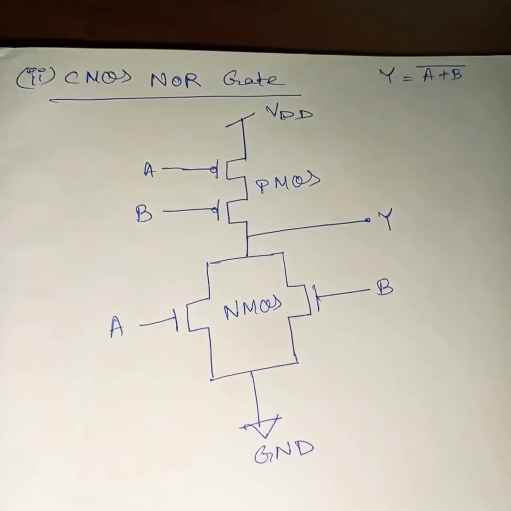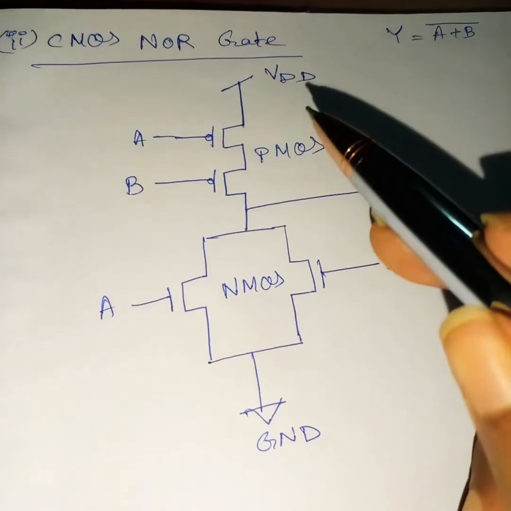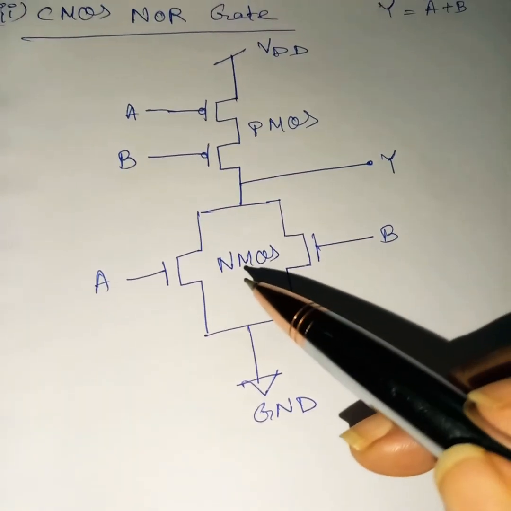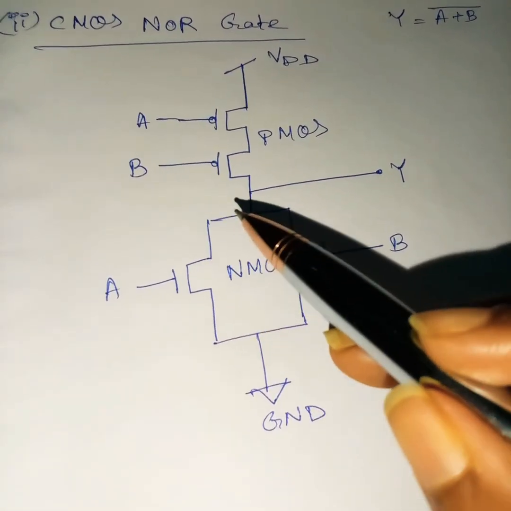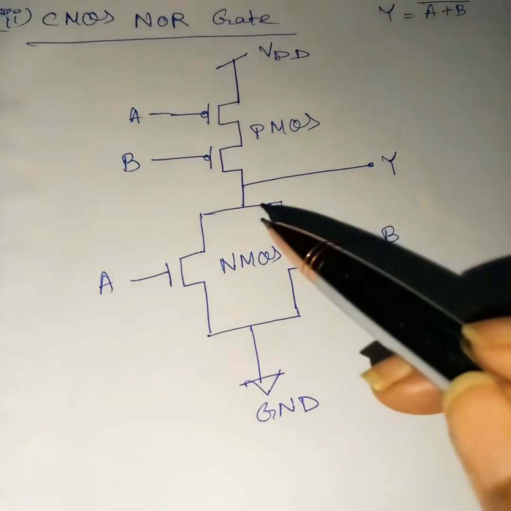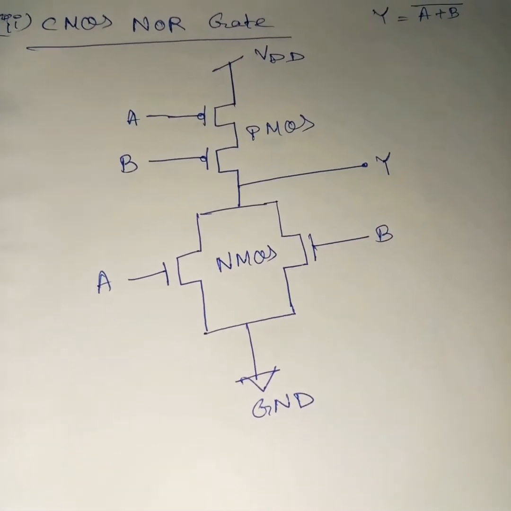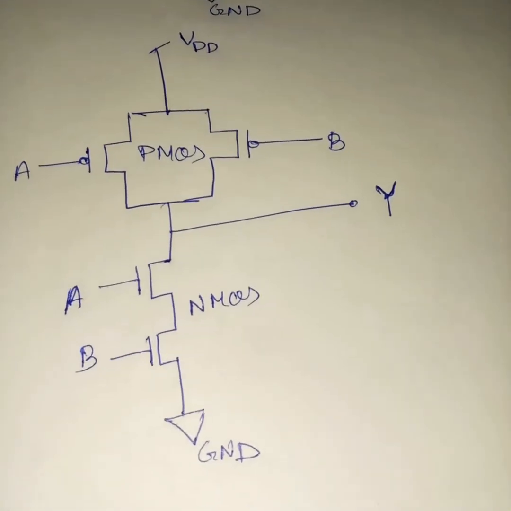So this is the structure of CMOS NOR gate where PMOS is connected to VDD and A and B are in series, and NMOS is connected to ground where A and B are in parallel, and output is coming out from in between NMOS and PMOS as Y. So this is the structure of CMOS NOR gate. This is the structure of CMOS NAND gate.